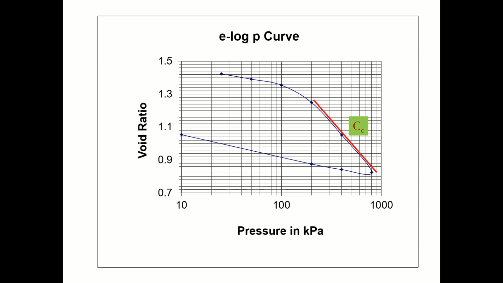Compression index Cc is the slope of the curved portion of the loading part, and Cr is the slope of the unloading part. This is the Cr.